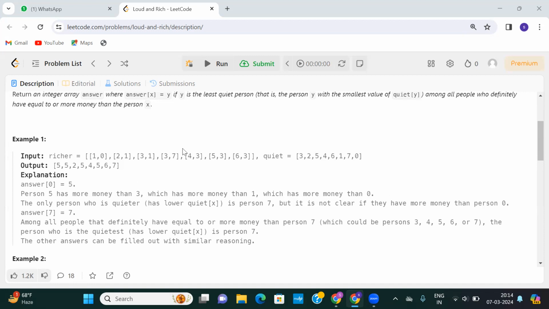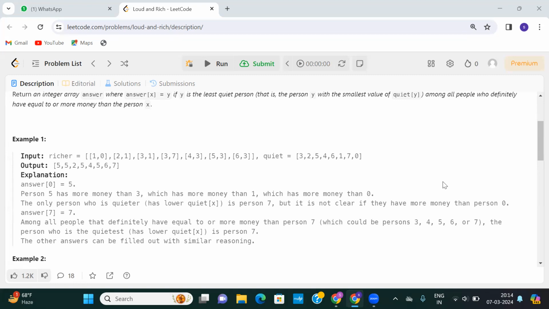I hope it is clear to you. And this answer only we need to return in our particular question. So I hope the question is clear to you all. The main thing is this: we need to find all the persons who are richer than that particular index, and among all those persons, we need to find the most quiet person.